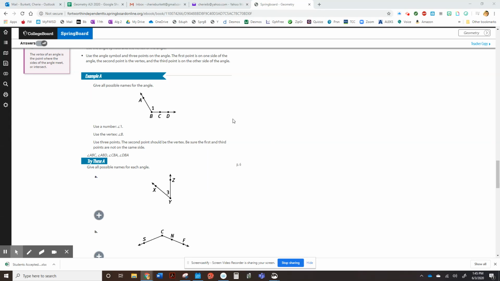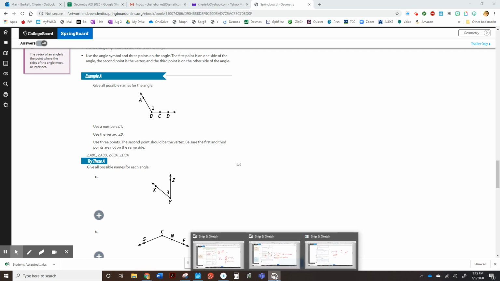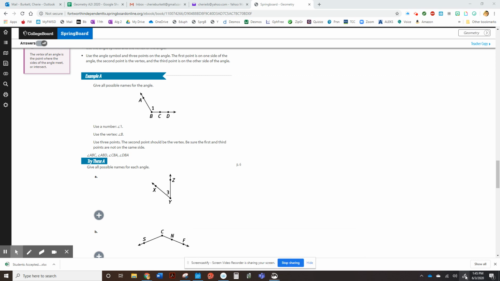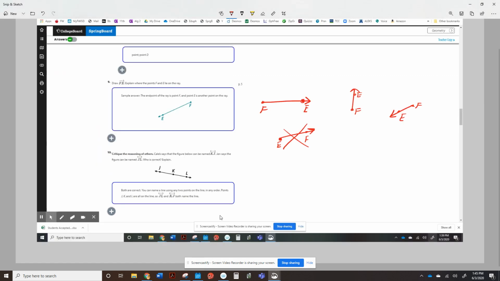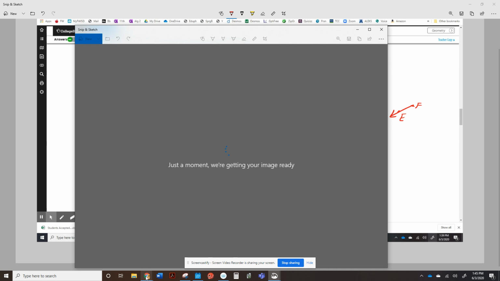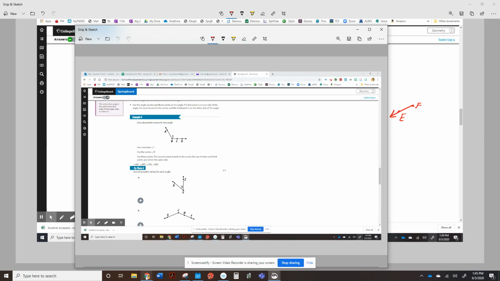To name an angle, you need to know what forms an angle. Remember, I'm going to go ahead and do this. What forms an angle is two rays.